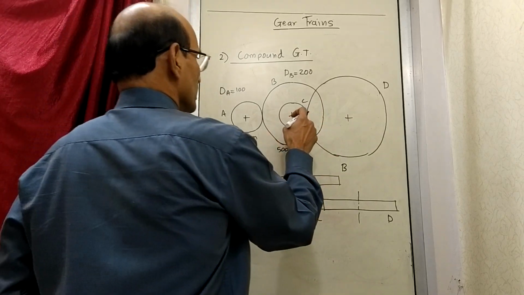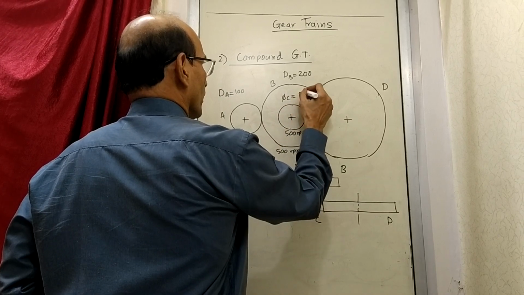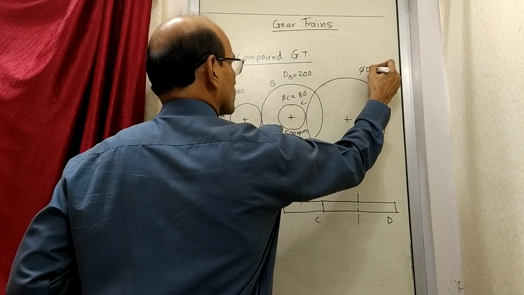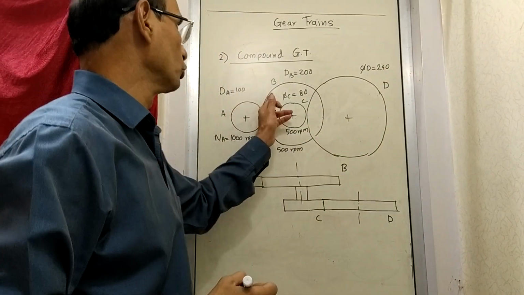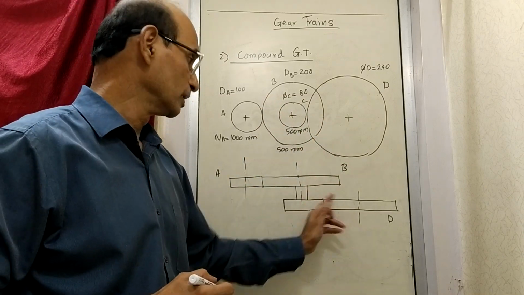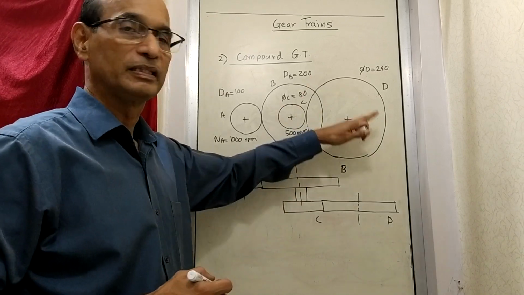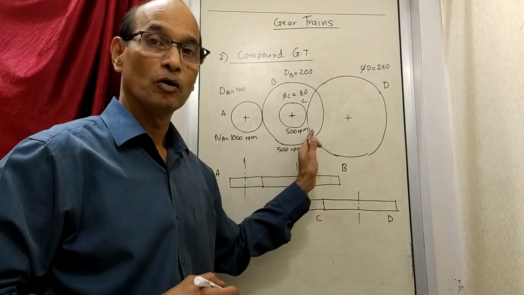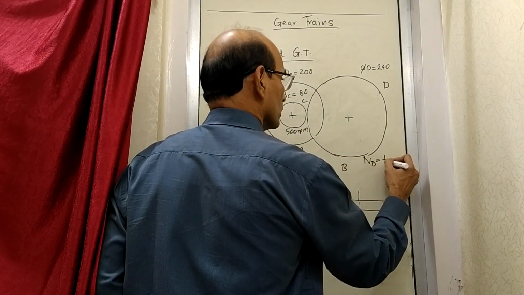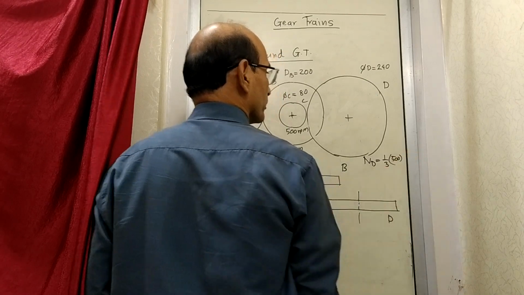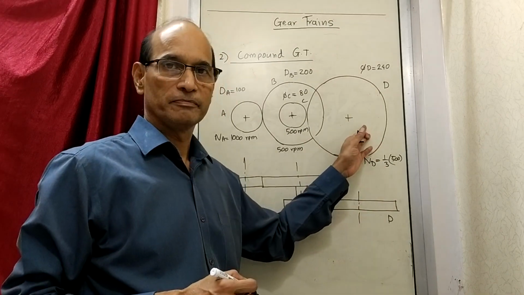So let us say that diameter C is 80, and diameter of D is going to be, say, 240, 3 times more. Here it was 2 times more, now it is 3 times more. So now the speed has come to 500 and the diameter is 3 times more, that means the speed is going to be 1/3. So the speed of D is going to be 1/3 of 500.